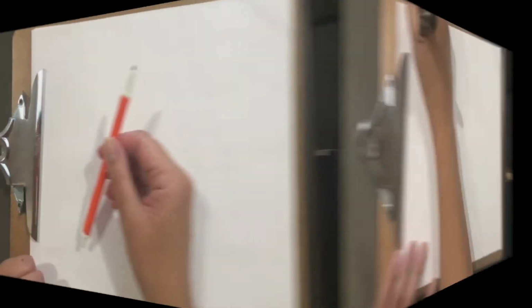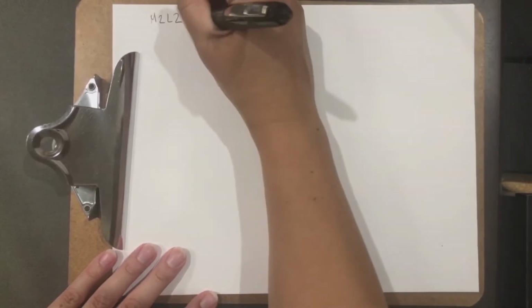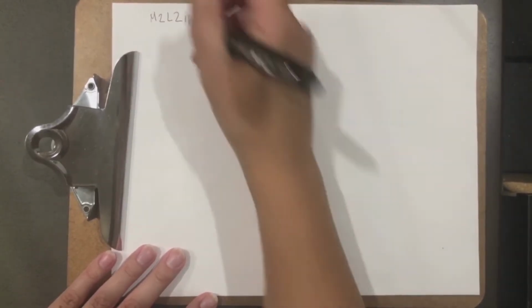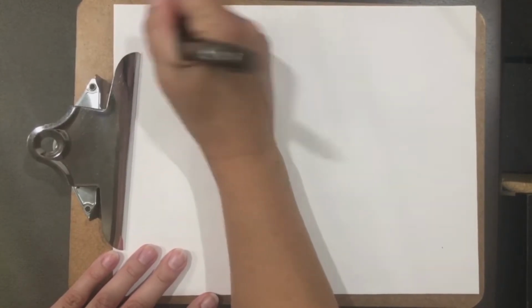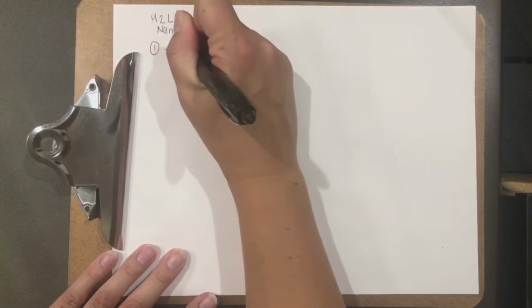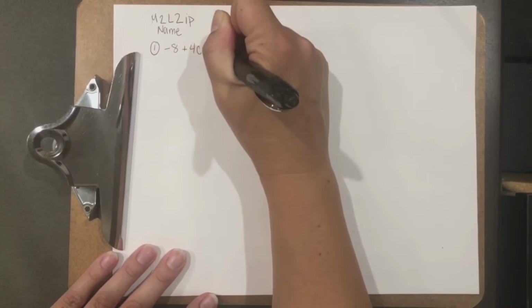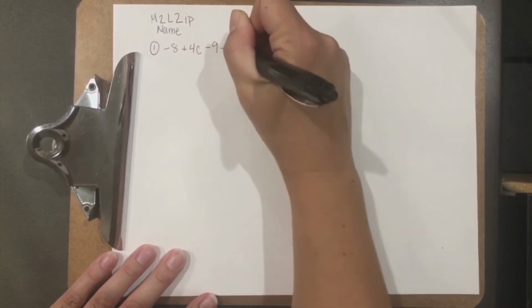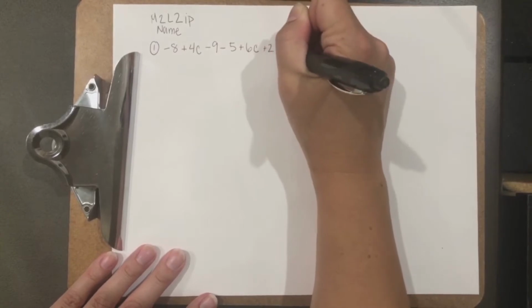All right, let's get started. Module 2, Lesson 2, Independent Practice. Put your name. Okay, number 1, simplify. -8 plus 4c minus 9 minus 5 plus 6c plus 2c.